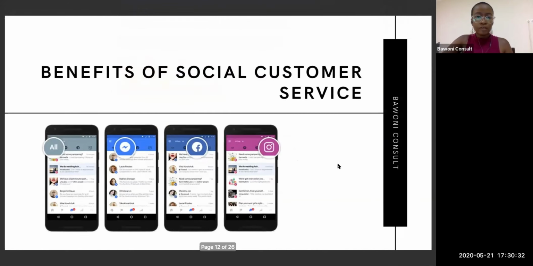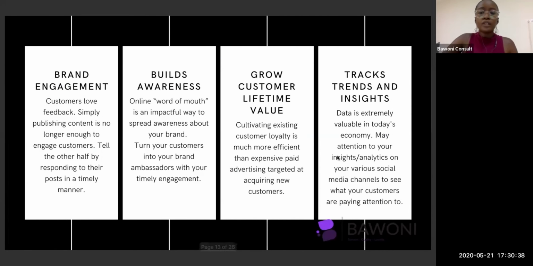So let's talk about the benefits of social customer service. These are the four top benefits. The first one is brand engagement. It's a great way for you to interact with your customers and get feedback. If a customer posts that they purchased something from you, you can ask them what they thought about the product or about their experience.